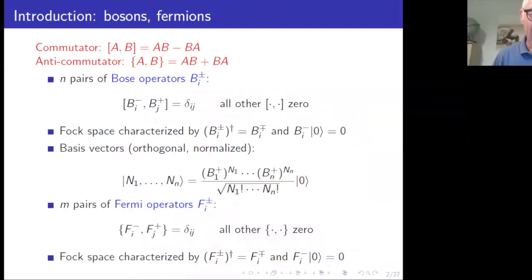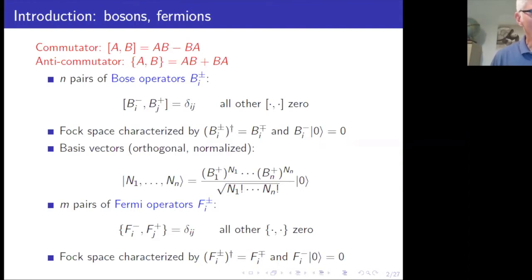And then the other well-known system is a system of m pairs of parafermi operators, F_i plus or minus, satisfying an anti-commutation relation as given here. All others are 0. In this case, there's also a unique vacuum vector for your Fock space, characterized by this relation here. The construction of the space is essentially the same as what is written here, except that these occupation numbers take the values 0 and 1.